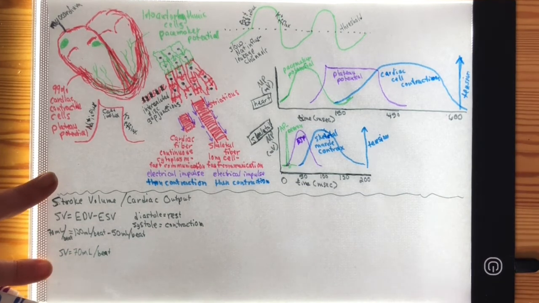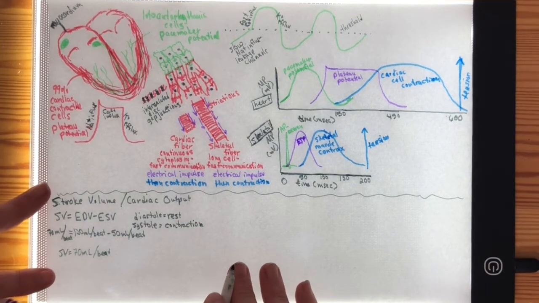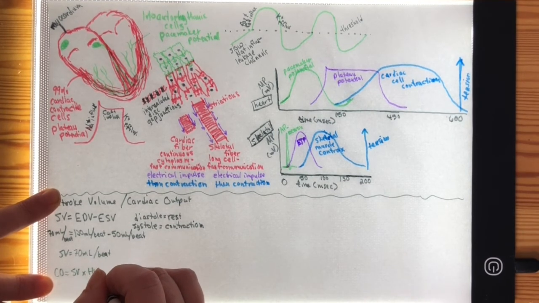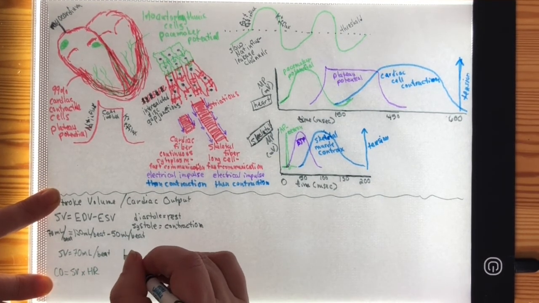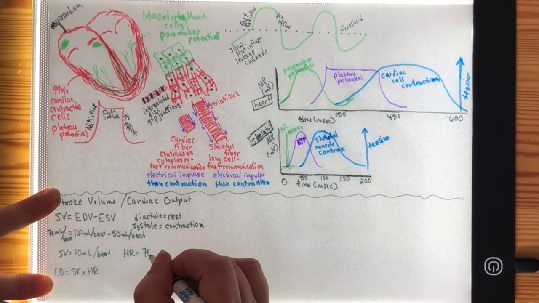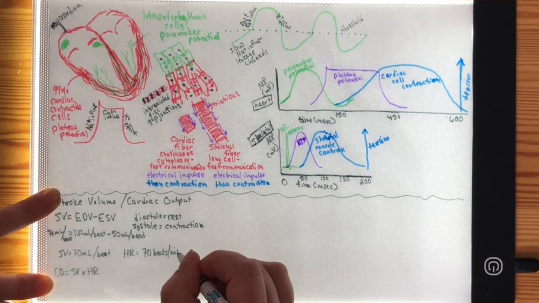All right, so then we turn to our next number, which is actually kind of the more important one, which is our cardiac output. Our cardiac output is the amount of blood that is squeezed out of the heart per minute. And the way that we calculate our cardiac output is we take our stroke volume, which we just indicated, and we multiply it by our heart rate. A typical heart rate is going to be about 70 beats per minute.